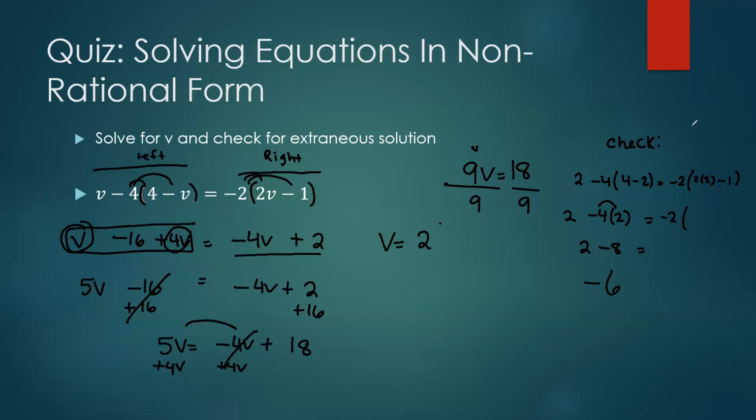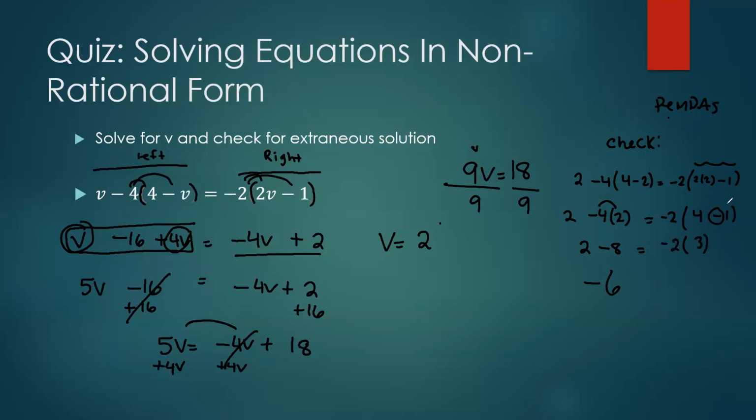According to PEMDAS, order of operations, we have to do the parentheses first. So we have to do the inside here first. Inside the parentheses, you kind of have to do PEMDAS all over again. We don't have an exponent, so we do the multiplication: 2 times 2 is 4, and then -1. Then we do the subtraction, which is 4 minus 1 is 3.